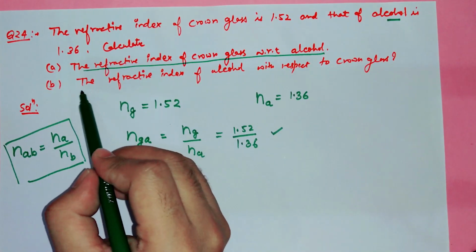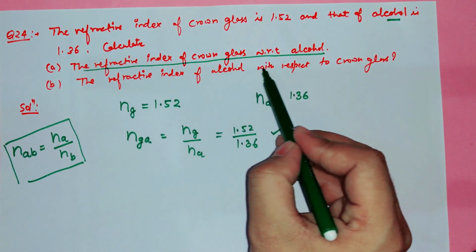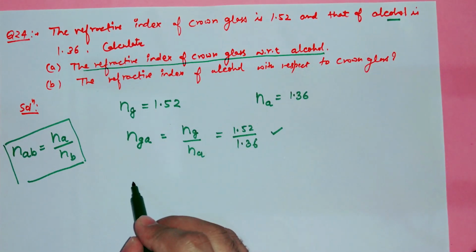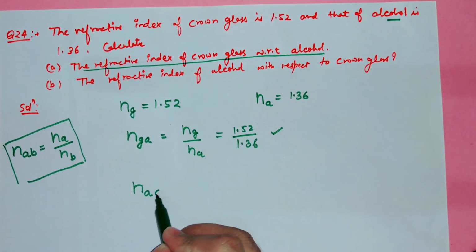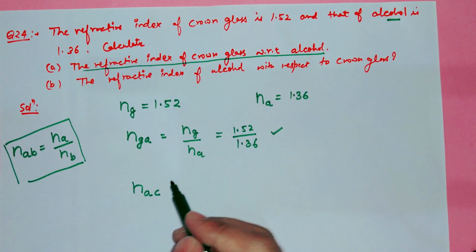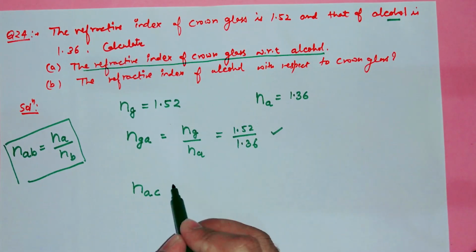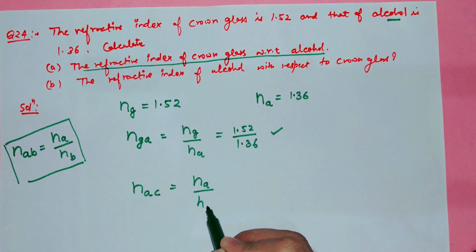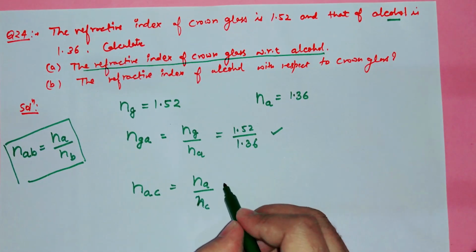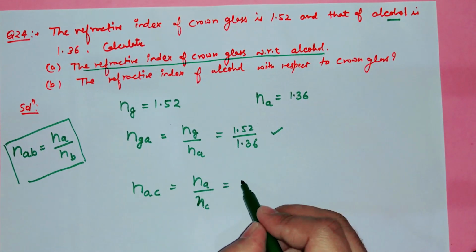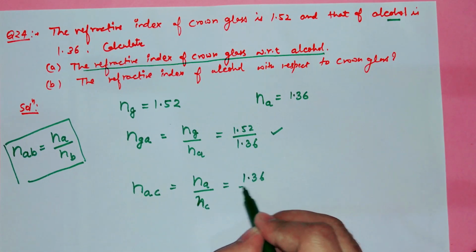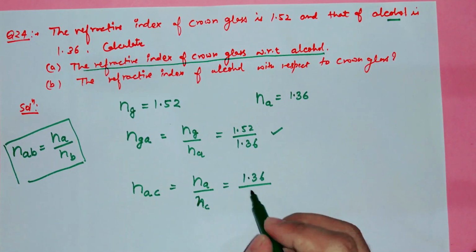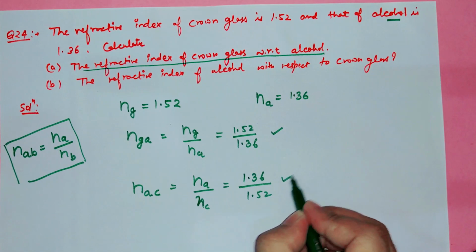Now the next is the refractive index of alcohol with respect to crown glass. The refractive index of alcohol with respect to crown glass will be 1 by this result, or we can say the refractive index of alcohol divided by the refractive index of crown glass. So this is 1.36 divided by 1.52, and this is your answer.